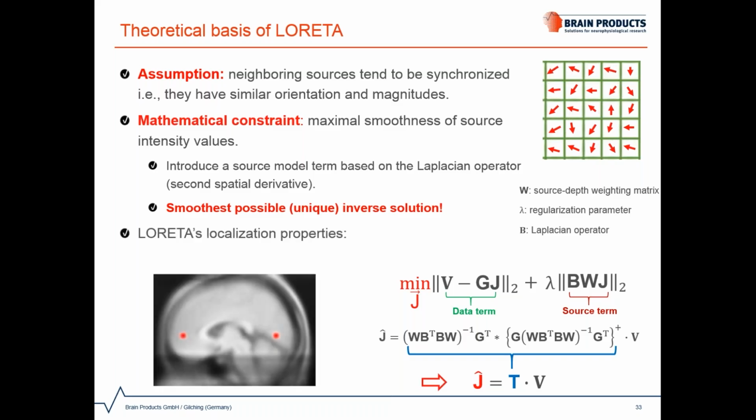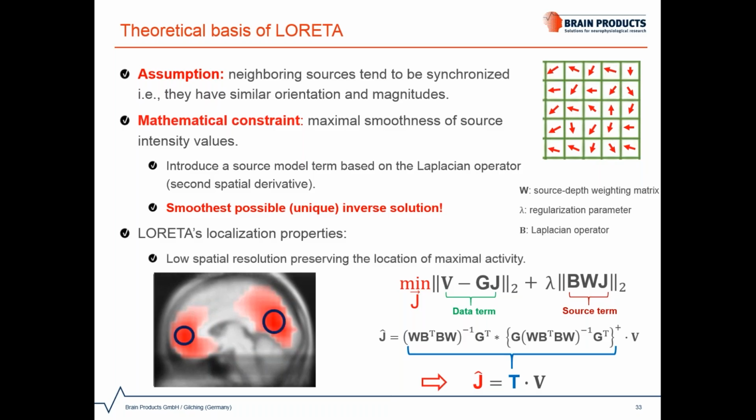So if you have two distinct sources, LORETA basically provides a blurred, that is an over-smoothed source distribution due to the assumption that the activity of neurons in neighboring cortical patches is correlated. So the characteristic feature of LORETA, as its name also implies, is that it produces a low-resolution tomography. The nice thing about it is that even if it produces low resolution, it preserves the location of the maximal activity.